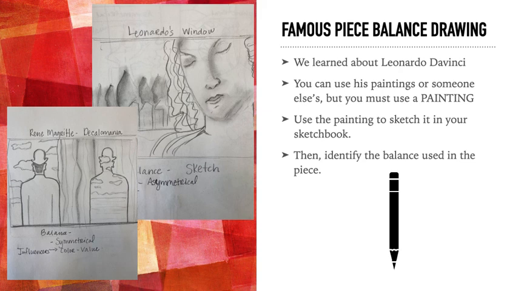So the man on the left is kind of balanced with the man on the right. You can't tell from the sketch, but I wrote down the influencers, which were color and value. And then for Leonardo's window, it's asymmetrical because the woman is really heavy at the front, but it's balanced by some tiny houses and trees in the back. So you're drawing and you're sketching, and then you're identifying the balance used in the piece.